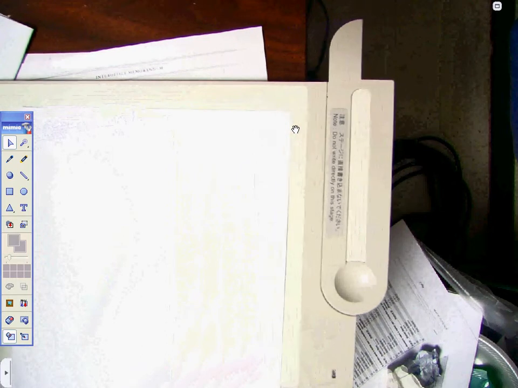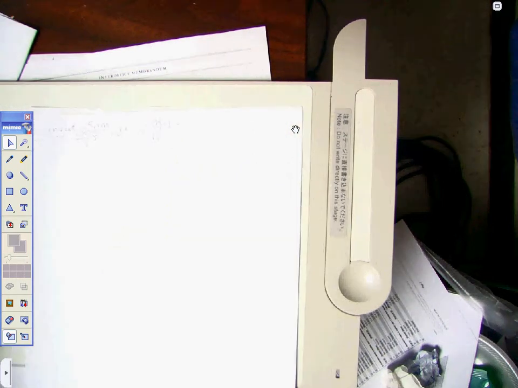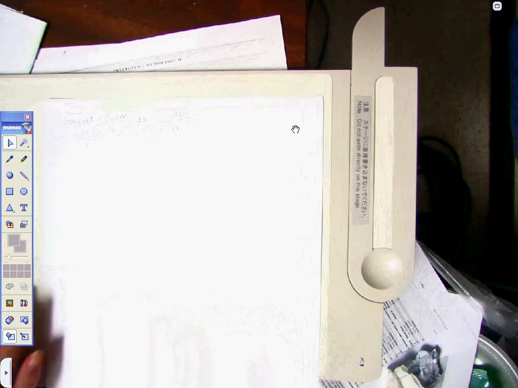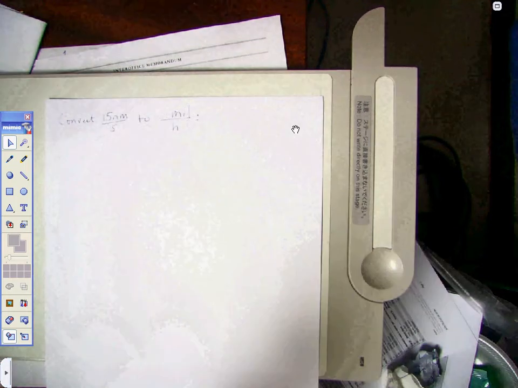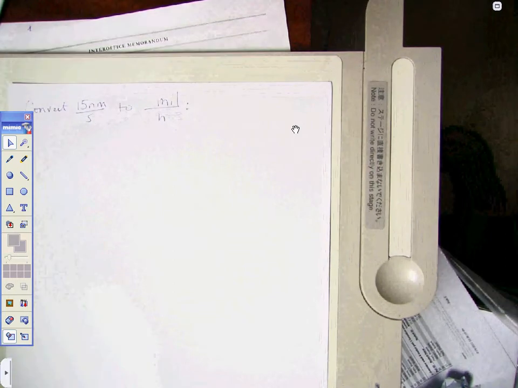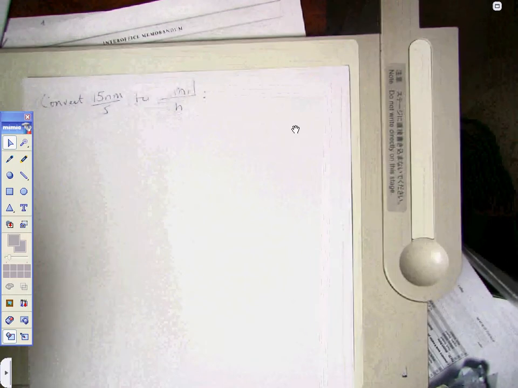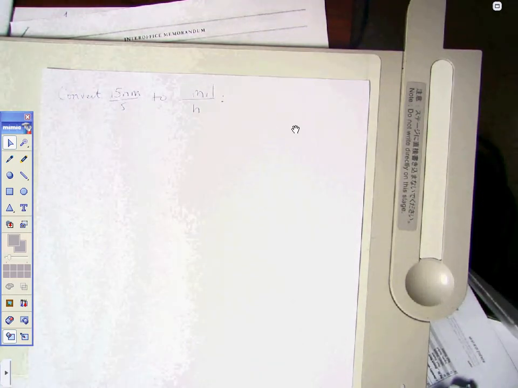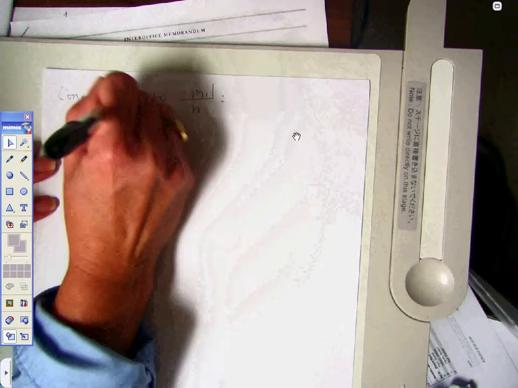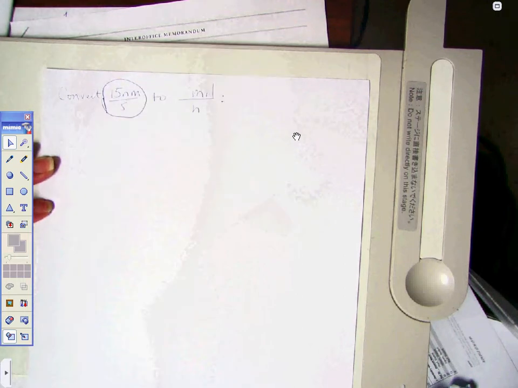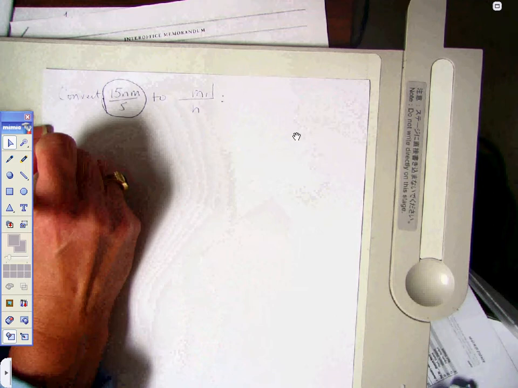We're going to take a simple conversion problem here: convert 15 nanometers per second to miles per hour. Now, the first step using dimensional analysis for any conversion problem will be to start with what you're given. So we can see here that we're given this quantity, 15 nanometers per second. So I'm going to put that right here.